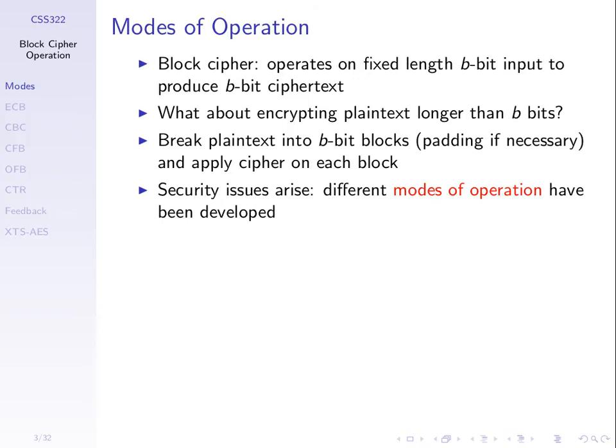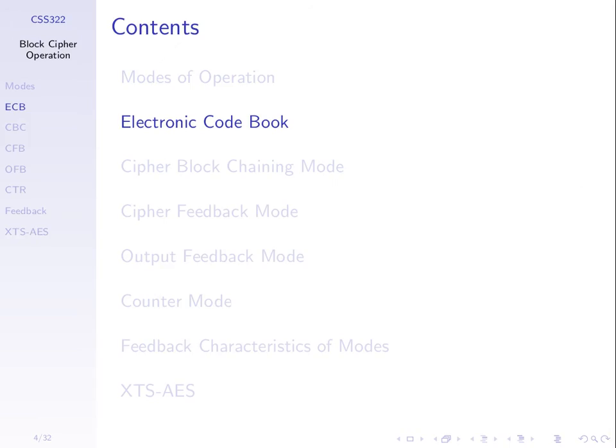Just a reminder, the idea is to take a block cipher on its own, which takes a fixed length B-bit input and produces a B-bit ciphertext. Like DES operates on 64 bits, AES also. So when we want to encrypt plain text longer than B bits, we need to break the plain text into blocks, maybe pad if necessary. Padding would be, let's say the last block only has 30 bits, but our cipher uses 64 bits, so maybe we can add some zeros at the end just to fill it out to get the full 64 bits. And then apply the cipher on each block. But there are different ways to do it, and they are called modes of operation.